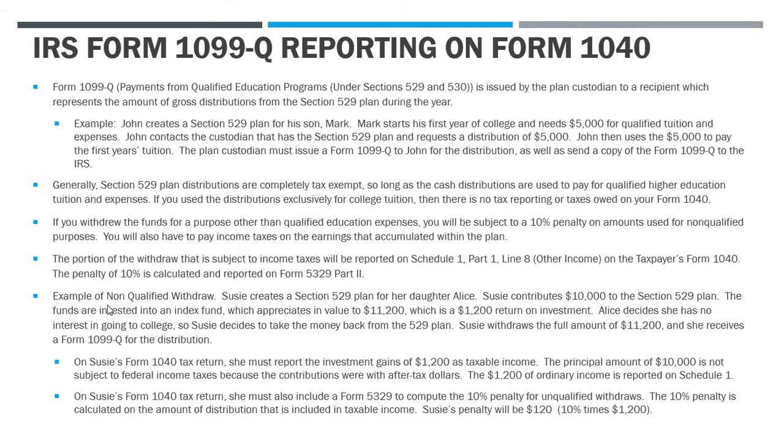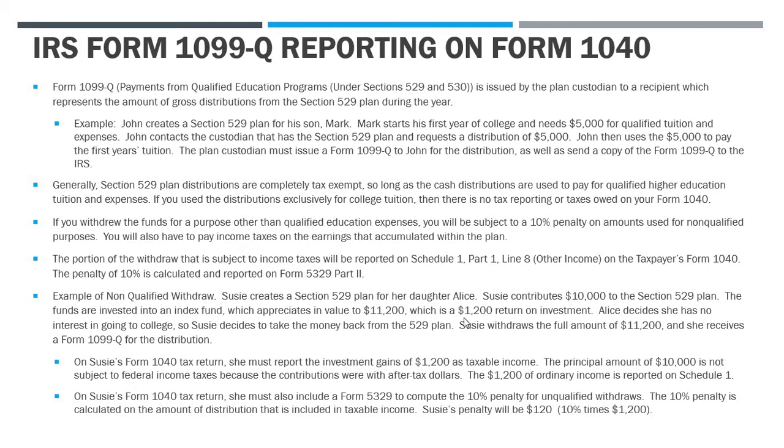Right, let's look at this example here for the non-qualified withdrawal. We have Susie, who creates a 529 plan for her daughter Alice. She puts $10,000 into the 529 plan, and the funds are invested in an index fund which appreciates in value to $11,200. Right, so there's a $1,200 return on investment. That's dividends, capital gains, interest.